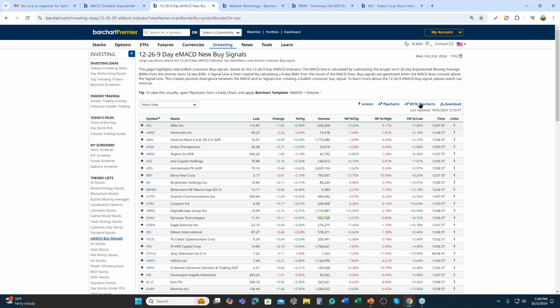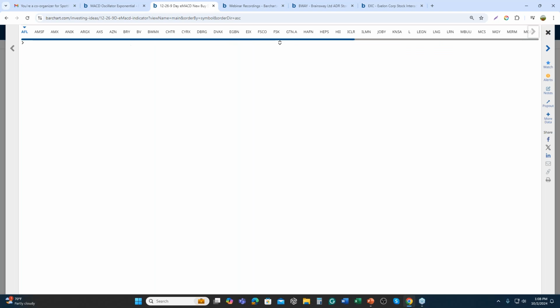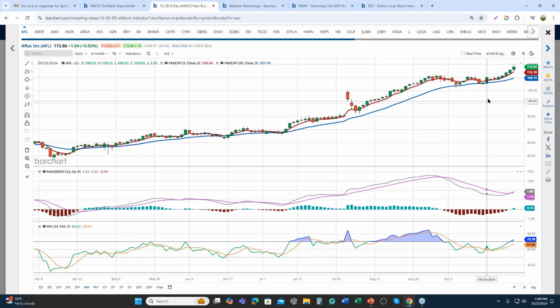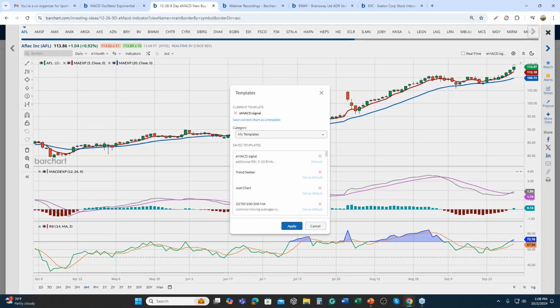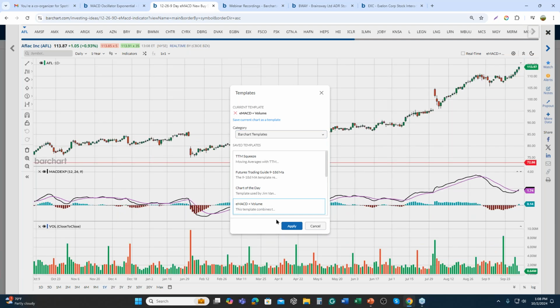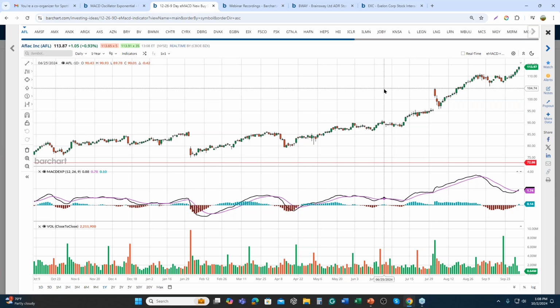So let's do that. Let's go to the beta charts. And I might swing between beta and our older version flip charts. If you don't know how to find or change your templates, it's up here in the right-hand corner. And it might just say templates if you haven't done this already. You click on that button, and where it says categories, you have your own templates. Again, you have to have an account with us to create your templates. But here are bar chart templates, and these are some default templates. And here is the eMACD volume. And we're going to apply that to our flip charts.